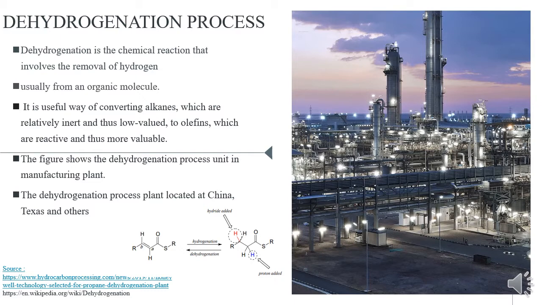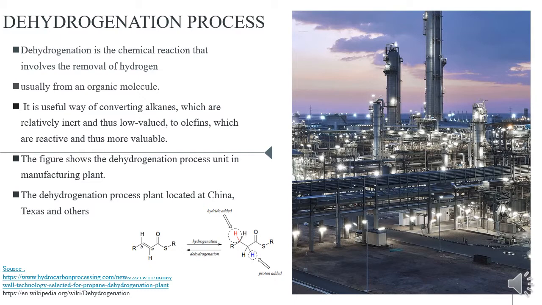I will continue with production of butylene from butane by using the dehydrogenation process. So dehydrogenation is the chemical reaction that involves the removal of hydrogen, usually from an organic molecule. It is a useful way of converting alkanes, which are relatively inert and of low value, to olefins, which are reactive and more valuable. The figures show the dehydrogenation process unit in a manufacturing plant. The dehydrogenation process plants are located in China, Texas, and other locations also.